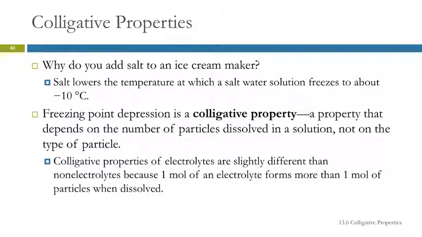But this is called freezing point depression because it depresses the freezing point. This is called a colligative property. And colligative properties are properties that depend on the number of particles dissolved in a solution. They do not depend on what those particles are. So they're kind of weird that way. You'll get this freezing point depression whether you use potassium chloride or sodium chloride. It's the number of particles.